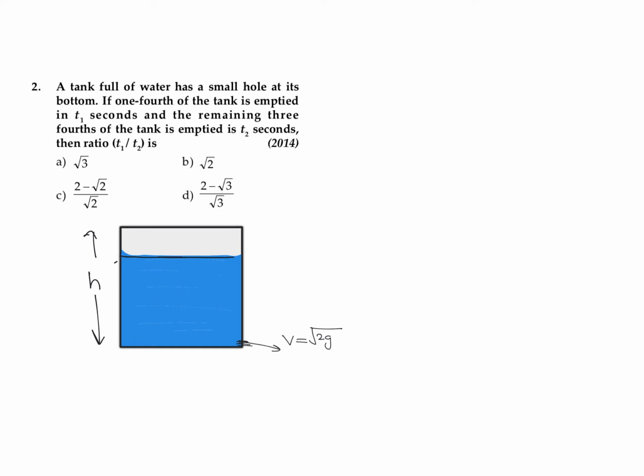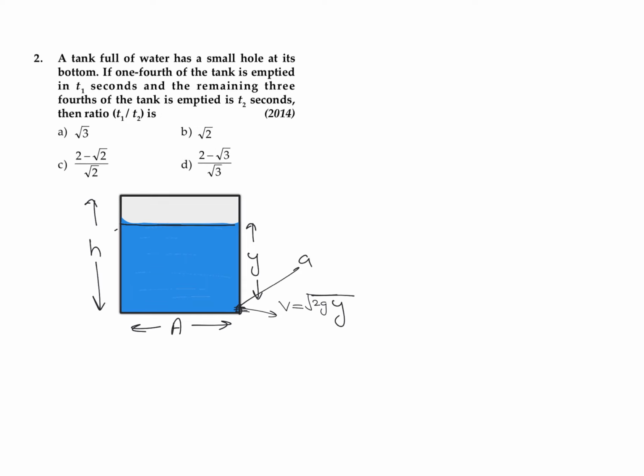Consider that at an intermediate situation, we'll assume that the height of the liquid column above the hole is y, and y is not a constant because with respect to time the value of y is going to decrease. As the liquid is coming out, y is going to decrease. At this instant the velocity of the liquid coming out will be root of 2 into g into y. Take the area of this container as capital A, and the area of the small hole as small a.